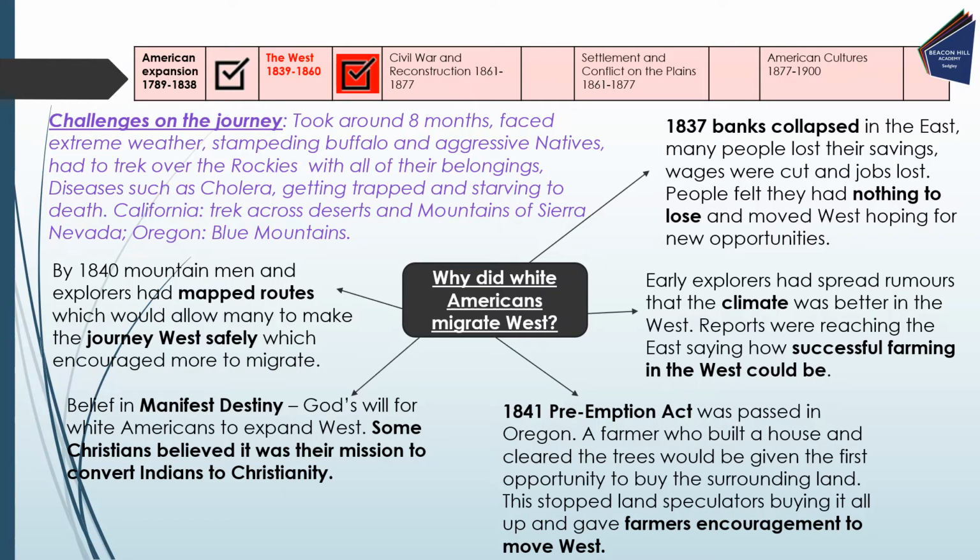So you could get a 9-mark question that was in relation to migration west. And of course, you could speak about the challenges on the journey if you were to write an answer to that response.